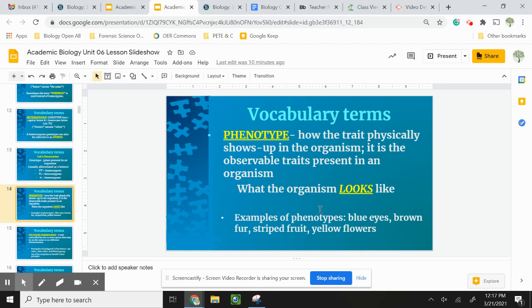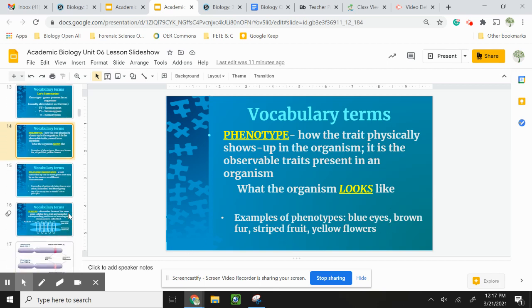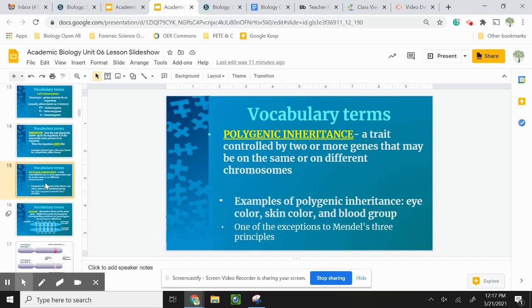Examples of phenotype. What color are your eyes? What color is your hair? Are you a fruit that has stripes? What color flower are you? Those are all phenotypic characteristics. We'll come back to polygenic inheritance in a little bit.